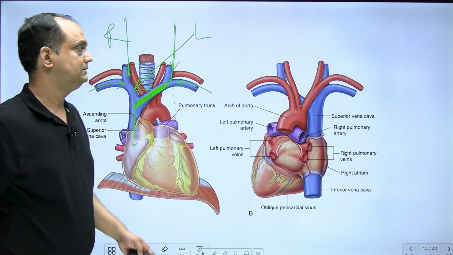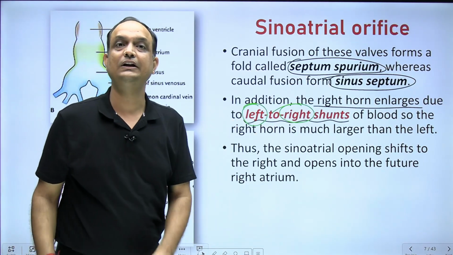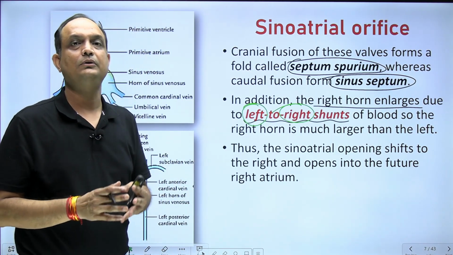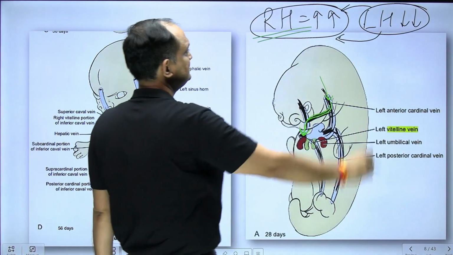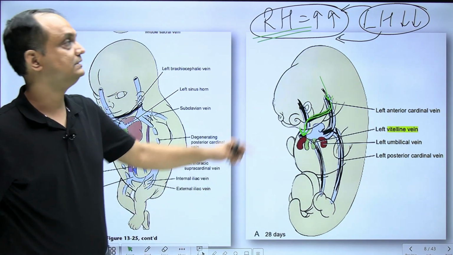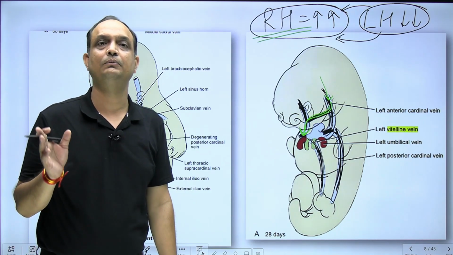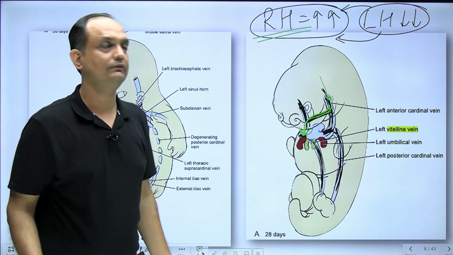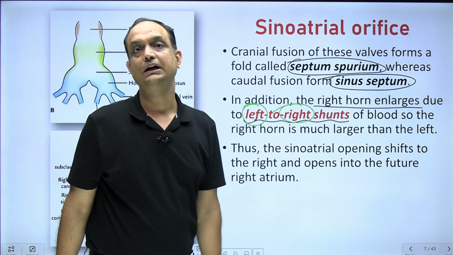So my dear students, this is the important concept to understand here, that when we are talking about left to right shunt, we have to shift the blood into the right chamber of the heart. And when we are talking about the sinus venosus, this is the concept which again you have to understand, that we have to increase the size of right horn and we have to decrease the size of left horn. And how? By the shunting of the blood from left to the right. And one of the ways is by this communication between the anterior cardinal veins. So the sinoatrial opening shifts to the right and opens into the future right atrium.